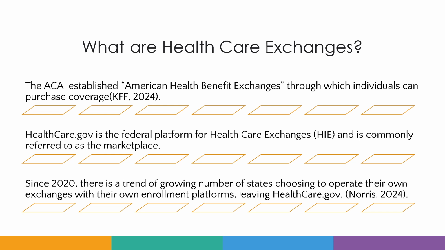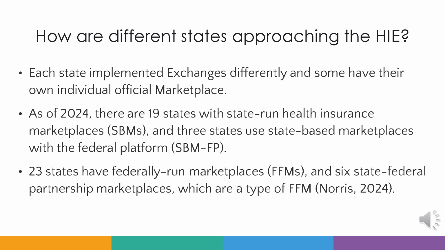In addition, they created separate exchanges through which small businesses can purchase coverage. Since 2020, there is a trend of growing numbers of states choosing to operate their own exchanges with their own enrollment platforms, leaving healthcare.gov, which is the federal platform. States operating their own exchanges gain added flexibility and control, and it may be less costly. Each state implemented exchanges differently and has its own individual official marketplace. Healthcare.gov is a federal platform for healthcare exchanges and is commonly referred to as a marketplace.